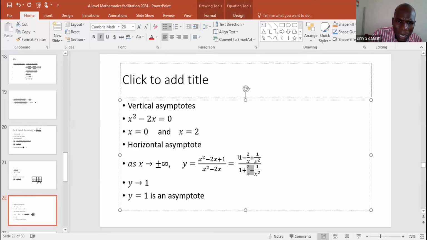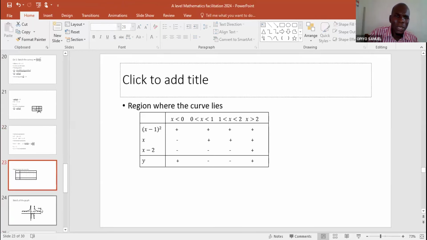Sometimes in the process of dividing, if, for example, you have the degree of the polynomial in the numerator greater than that of the denominator, then you are going to get some function of x or a constant. So in that case, you will get what we call a slanting asymptote.